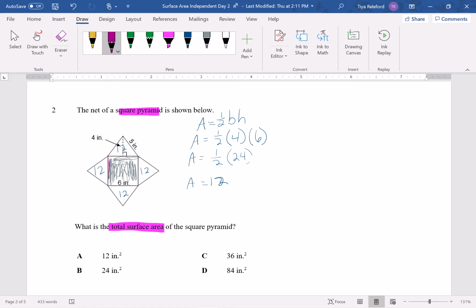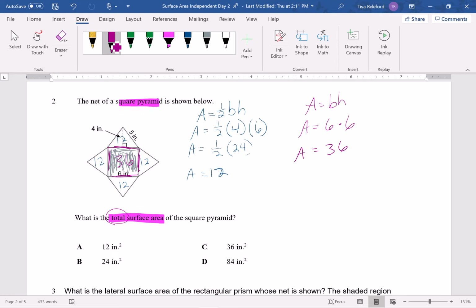The base is a square, so you need area of a rectangle formula. Now this is 6 and 6, so area is 36. So for our total surface area, you are going to add each of these numbers together. So that's 12 plus 12 plus 12 plus 12 plus 36.